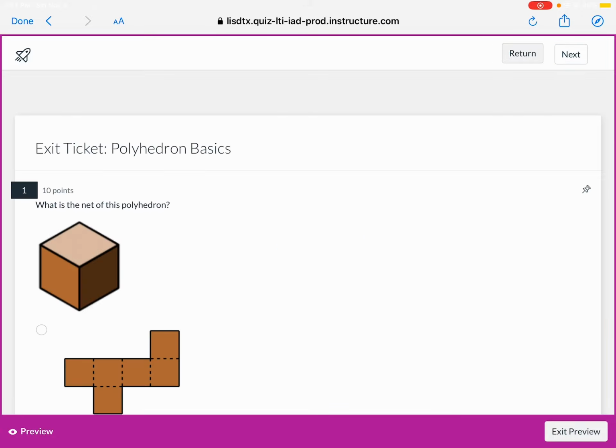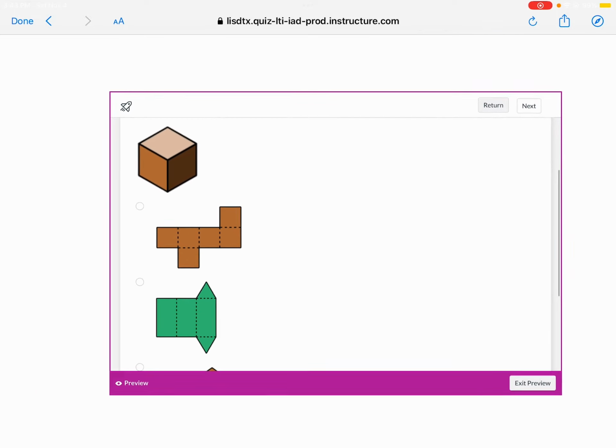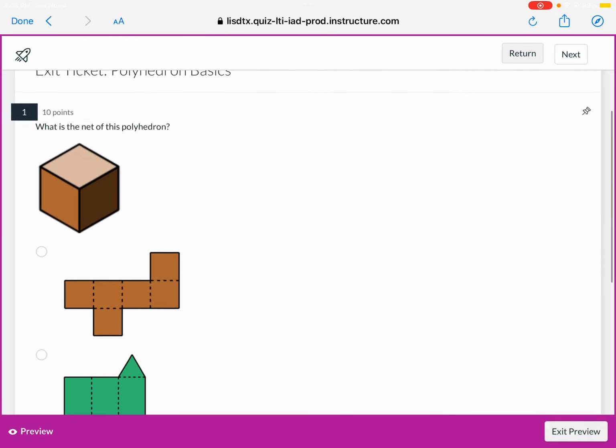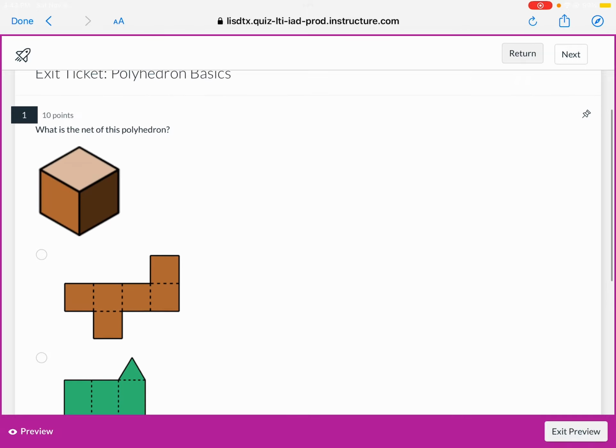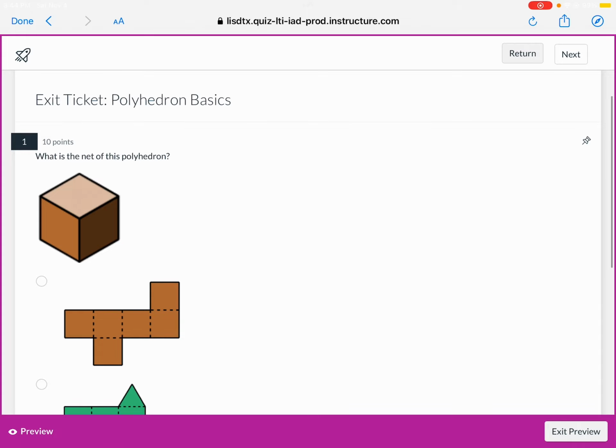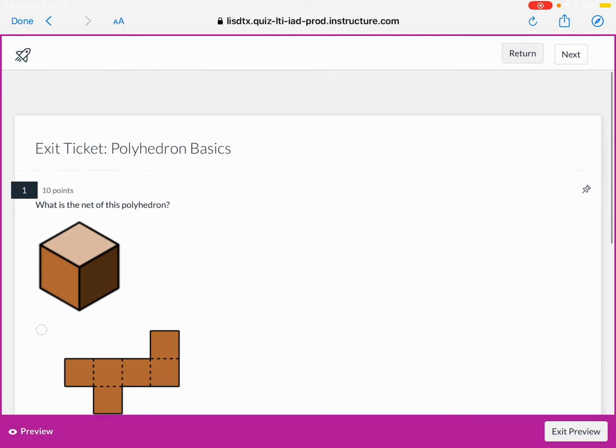And so your first problem might be a little bit different than mine, but you're going to answer the question, what is the net of this polyhedron? So what would this look like if you unfolded? What picture matches? And so good luck on your exit ticket.